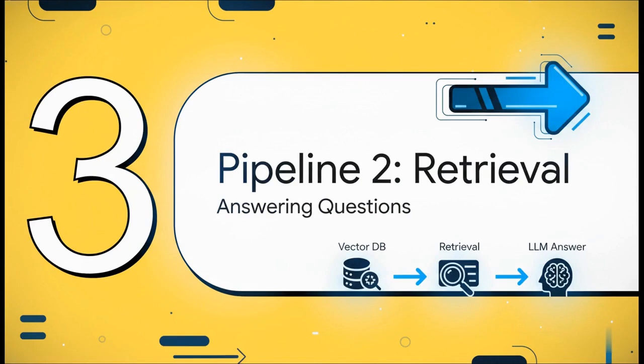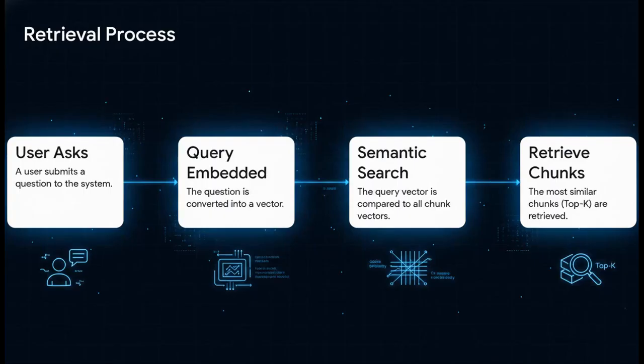So now let's flip over to the second pipeline, retrieval and generation. This is what kicks in the moment a user asks a question. And believe me, this is where RAG really starts to shine. So a user asks a question. First thing that happens, that question gets turned into the exact same kind of embedding vector we just talked about.